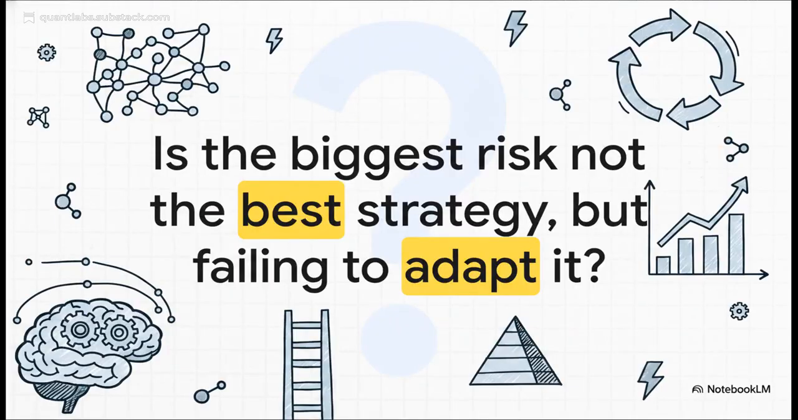So we'll just leave you with this final thought. In an era where a brand new trading strategy can be created and refined by AI in just a few hours, is the biggest risk you face not having the best strategy, or is it failing to adapt your strategy fast enough? Because it seems pretty clear the game has changed from finding a secret to simply building a better system.